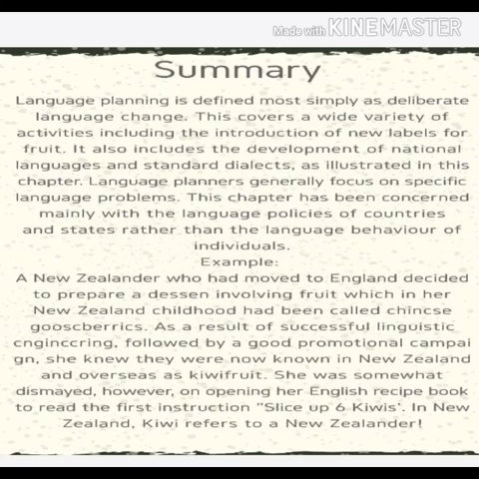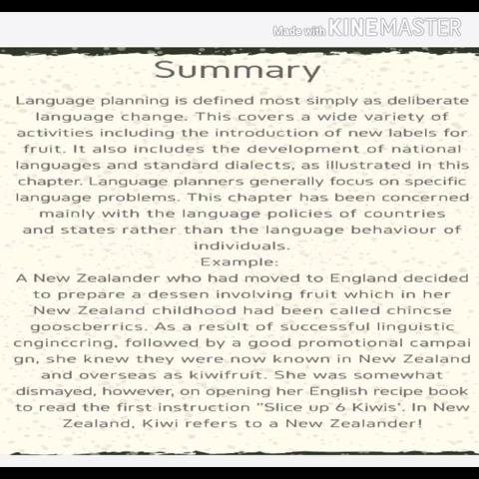Part 7. Summary. Language planning is defined most simply as deliberate language change. This covers a wide variety of activities, including the introduction of new labels for fruit. It also includes the development of national languages and standard dialects. As illustrated in this chapter, language planners generally focus on specific language problems. This chapter has been concerned mainly with the language policies of countries and states rather than the language behavior of individuals.